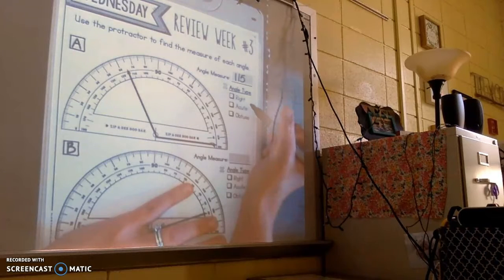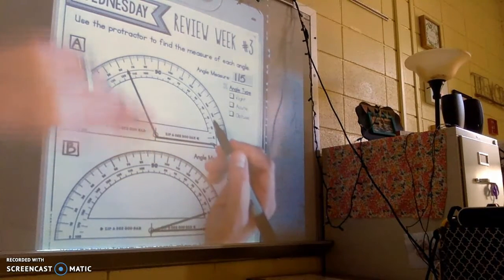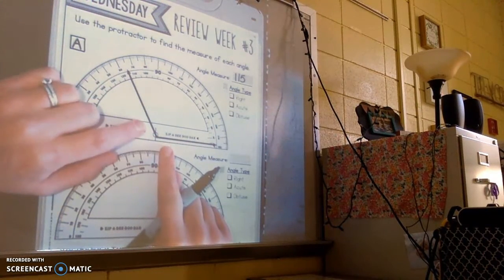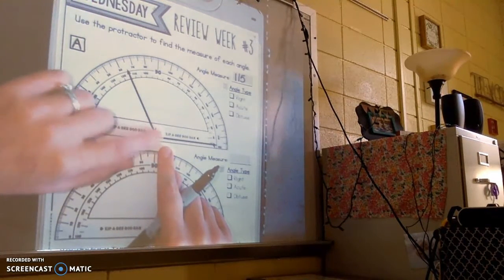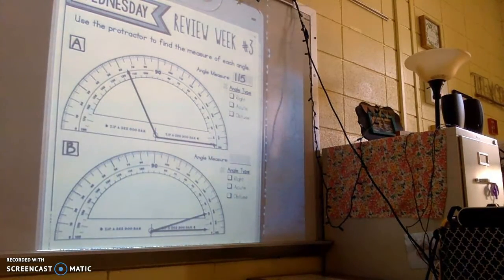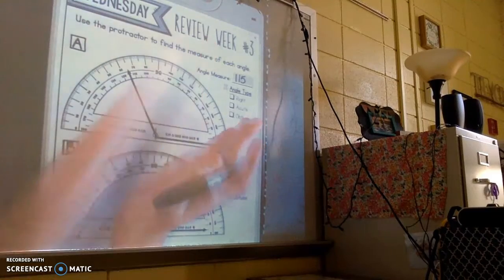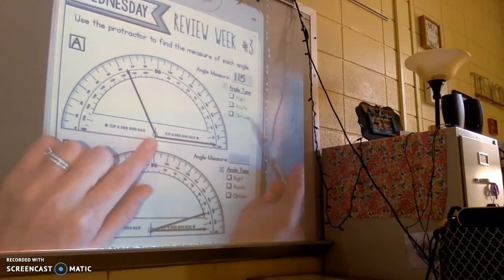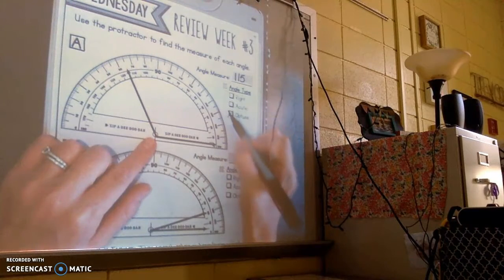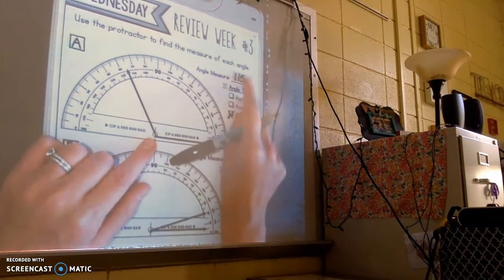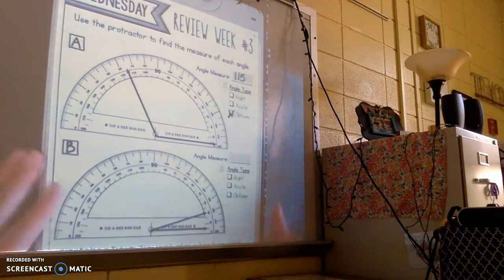I'm going to think back to what I know about angles. I know a right angle is 90 degrees, which would be right here, and it would look like a corner. And this angle I'm seeing in letter A is larger than that. An acute angle is less than 90 degrees. So it's such a cute little angle. It's going to be less than 90 here. This one is not less than 90, so it is an obtuse angle, which is an angle that measures greater than 90 degrees. This is 115, so that's greater than 90 degrees.